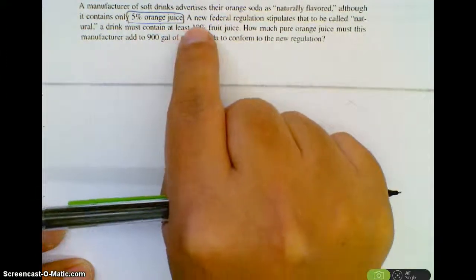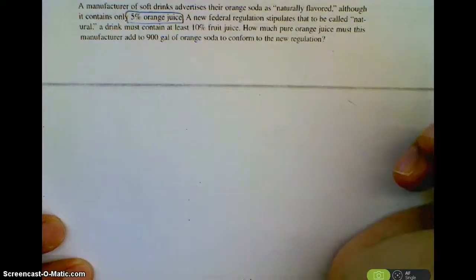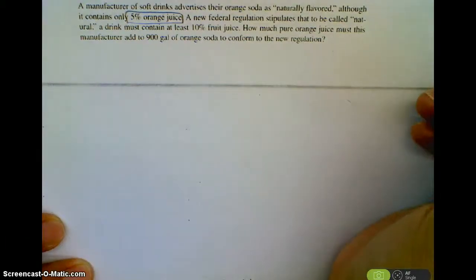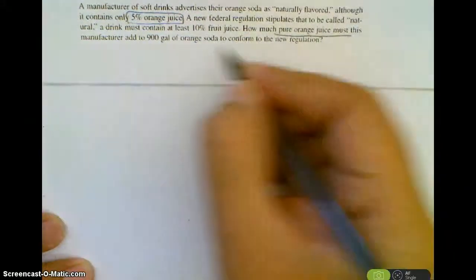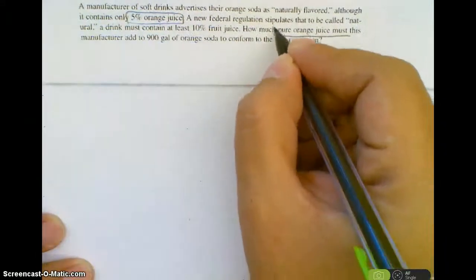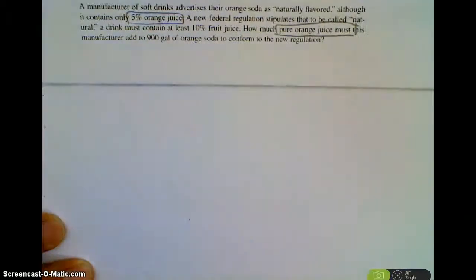The question says a new federal regulation stipulates that to be called natural, a drink must contain at least 10% fruit juice. How much pure orange juice must this manufacturer add? And this is going to be our variable, to the 900 gallons of orange soda to conform to the new regulation.